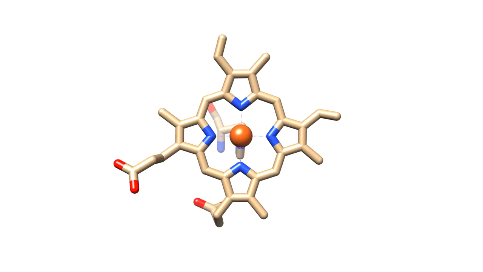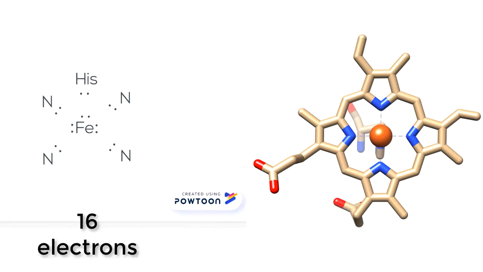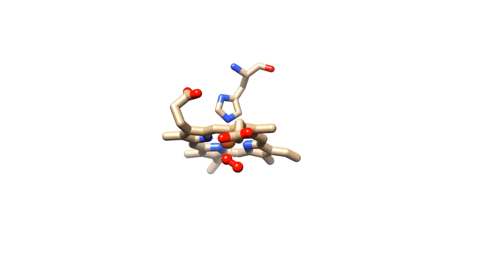In deoxymyoglobin, the total electron count is 16 electrons. There are 10 electrons from the 4 nitrogens of the porphyrin ring and histidine residue, and 6 from the metal d electrons, adding to 16 electrons. Therefore, the metal ligand complex is available for another ligand to bind.